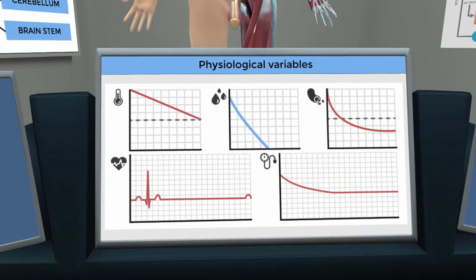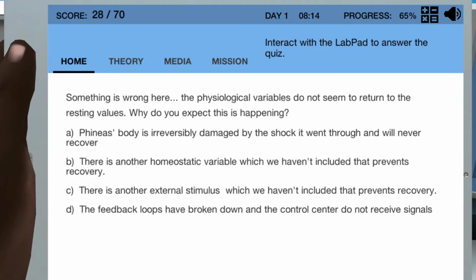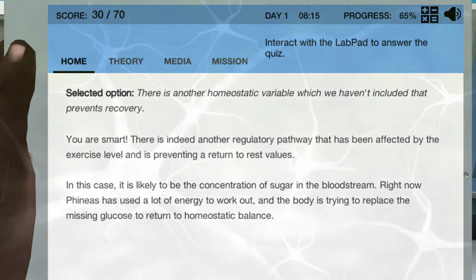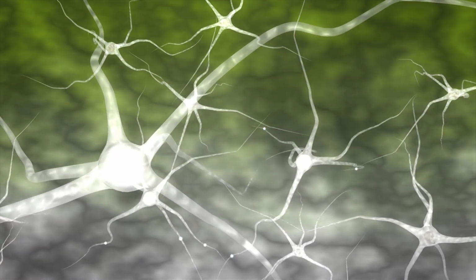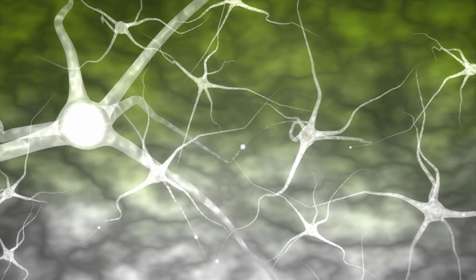Observe the return to normal homeostatic levels. Something is wrong here, the physiological variables do not seem to return to the resting values. Why do you expect this is happening? You are smart. There is indeed another regulatory pathway that has been affected by the exercise level and is preventing a return to rest values.